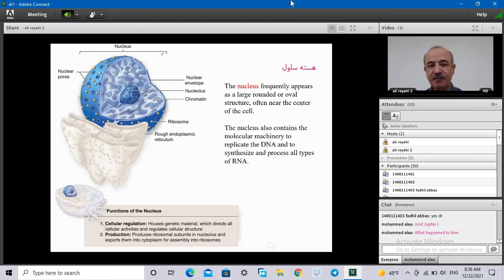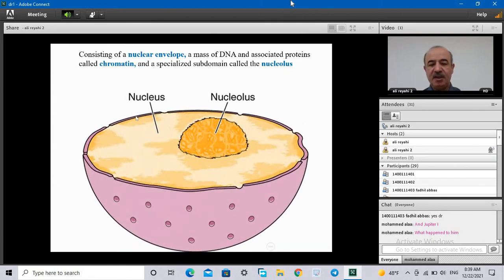Nucleus and nucleolus, okay? And the nucleolus produces the ribosomal RNA. So the second function of the nucleus is the production of ribosomal subunits.